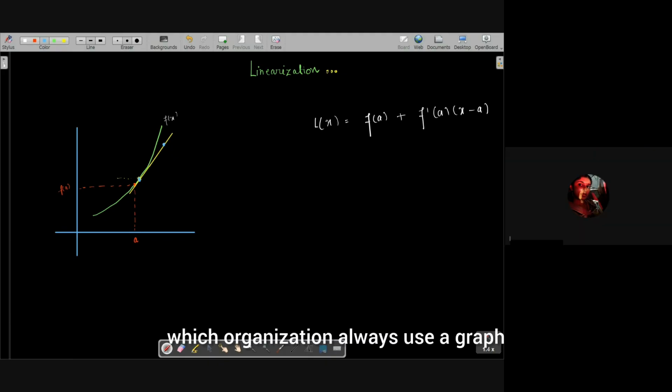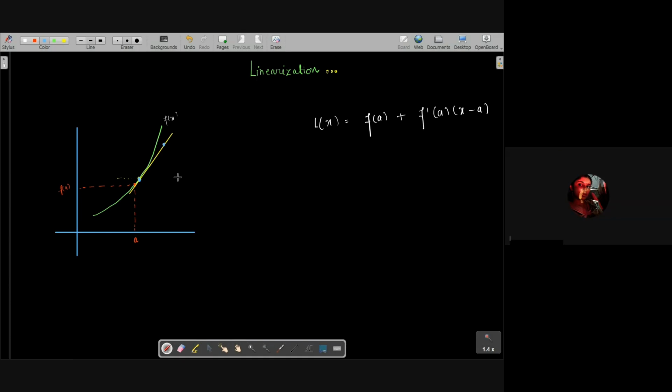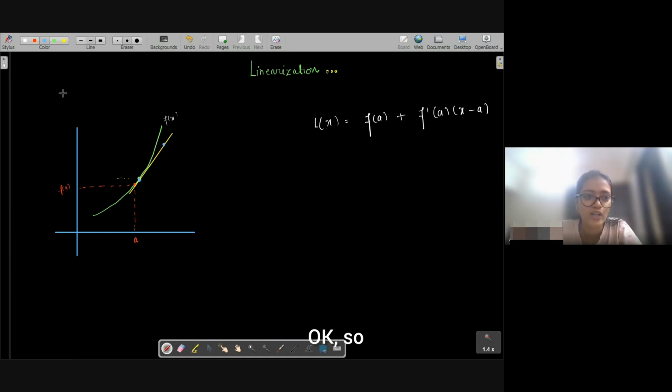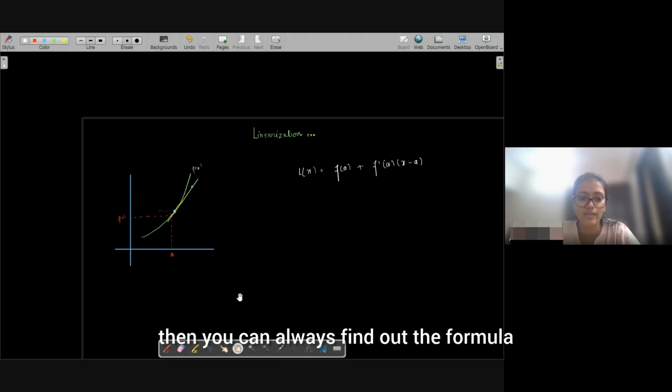Does linearization always use a graph? No, you don't have to use a graph, but this is what goes on behind the scenes. Okay, makes sense.